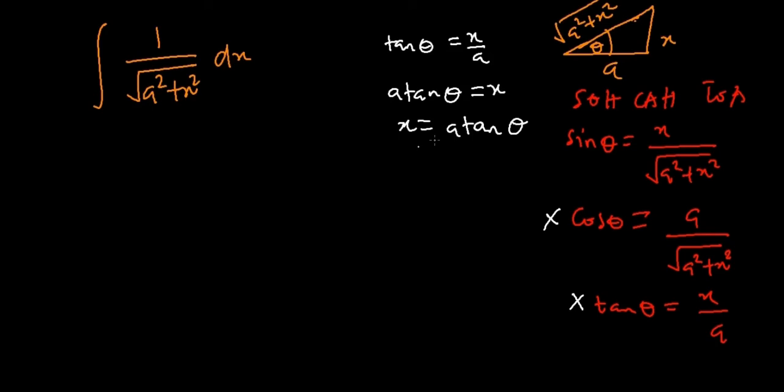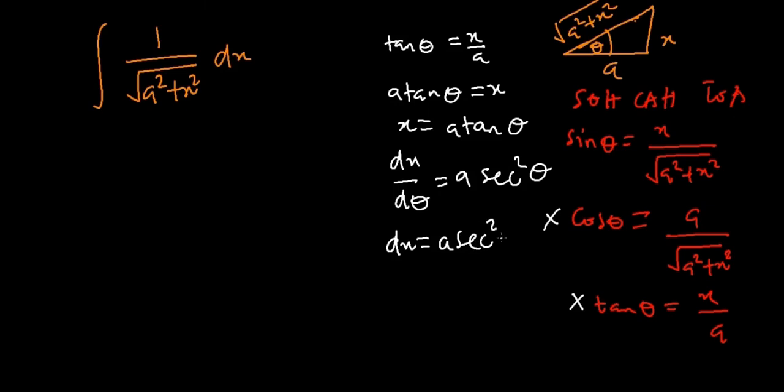Okay, so now that I have x, I can find the derivative of this expression here. So dx over d theta will equal a times the derivative of tangent theta, which will be sec squared theta. So now from here I'm going to make dx the subject. So dx will be equal to a times sec squared theta d theta. Okay, so this is what I have now.